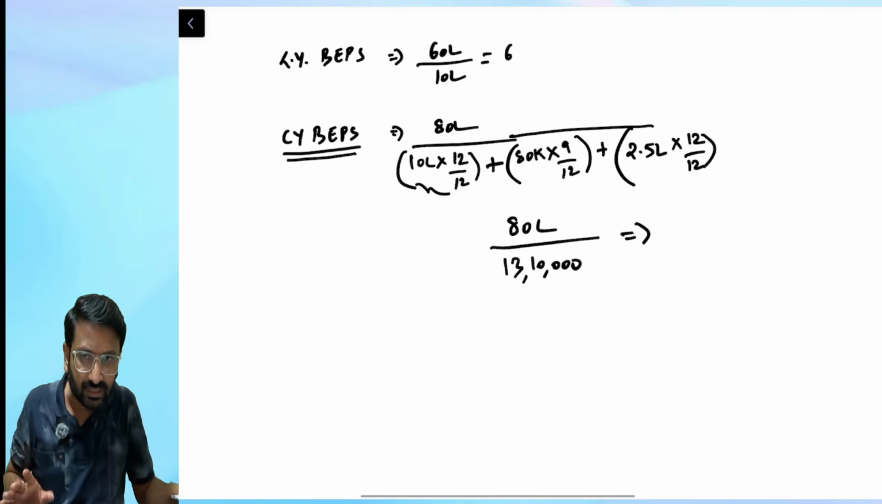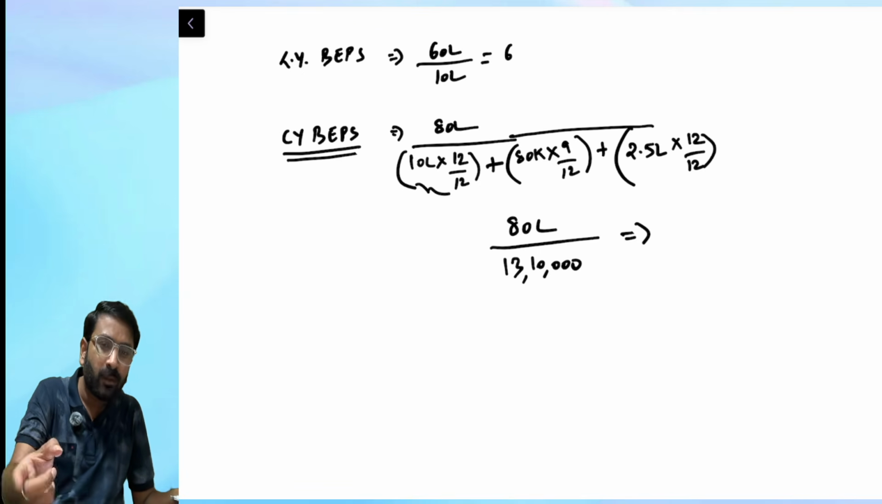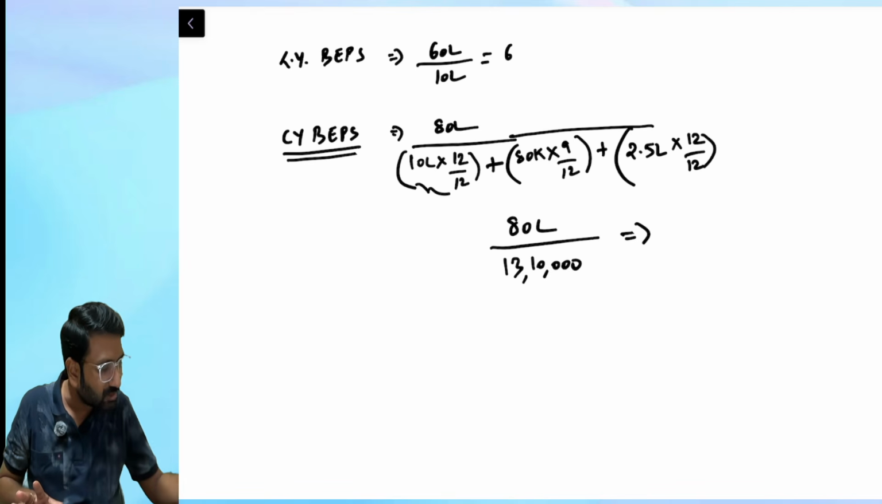I hope all of you are understanding that. So opening balance will be there for full year. 80,000 will be there for 9 months. And bonus issues also assumed to be there for full year. So based on that, you calculate basic EPS.